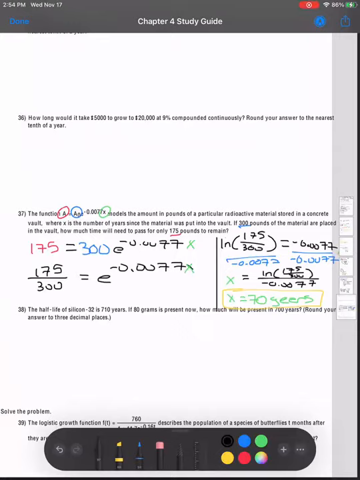Okay, so number 38 says the half-life of silicon 32 is 710 years. If 80 grams is present now, how much will be present in 70 years? Round your answer to 3 decimal places. Okay, so the first thing we're going to have to do is find the half-life equation.